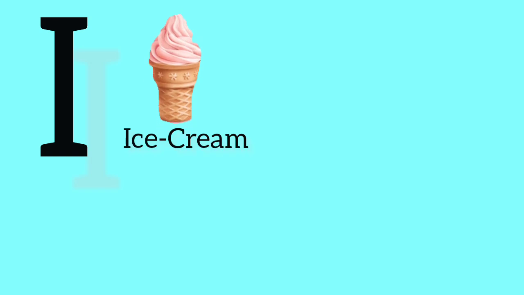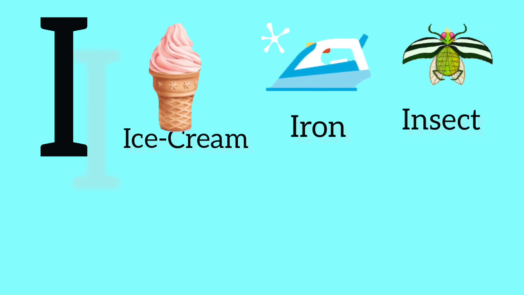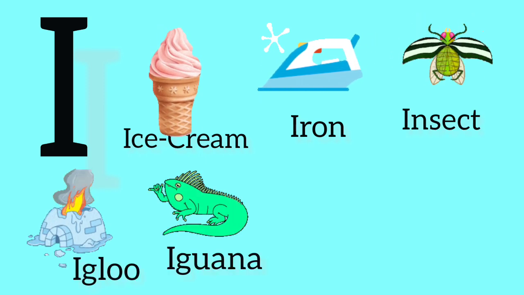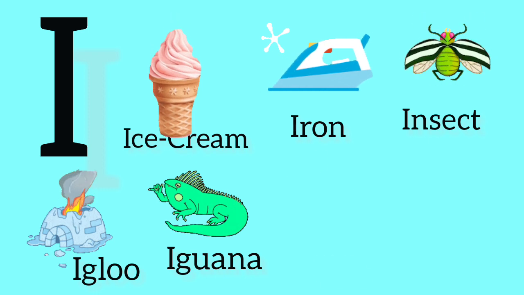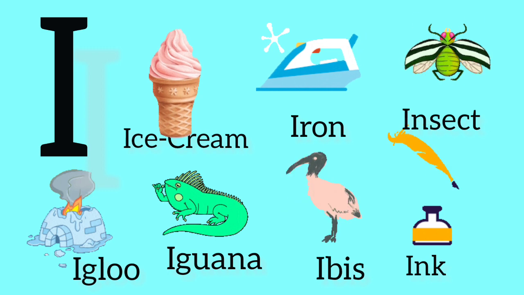I is for ice cream. I is for iron. I is for insect. I is for igloo. I is for iguana. I is for ibis. I is for ink.